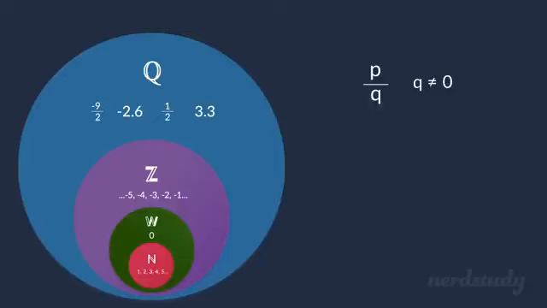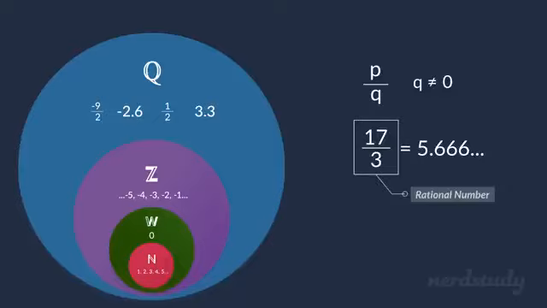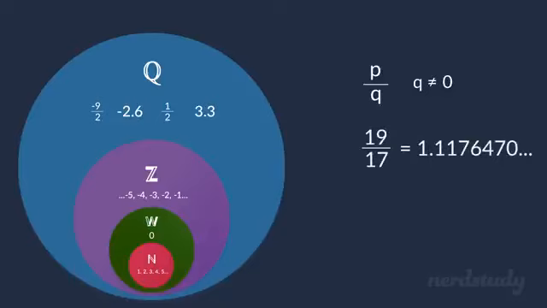So, for example, 17 over 3 is equal to 5.666 repeating, and since the numerator and denominator are both integers, this is, in fact, considered a rational number. Now, whereas this looks fairly organized with its repeating 6's, even something like 19 over 17, which yields this rather unpredictable looking decimal, would still be considered a rational number. And why? Because this is an integer, and this is also an integer that is not equal to 0. Okay, so far so good.